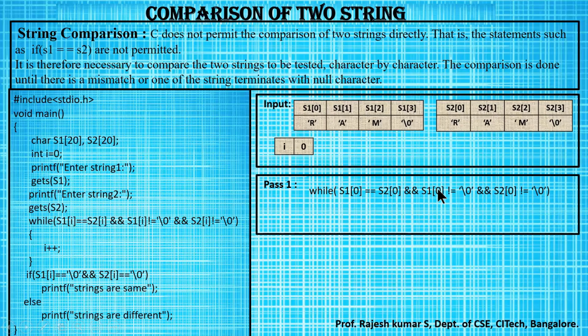Correct, that condition is true. And S1 of 0 is not equal to null. S1 of 0, that is R, is not equal to null. Yes. Again, S2 of 0, R, is not equal to null. Yes. So all the 3 conditions are satisfied.